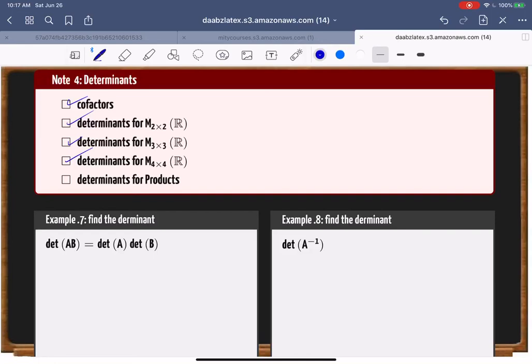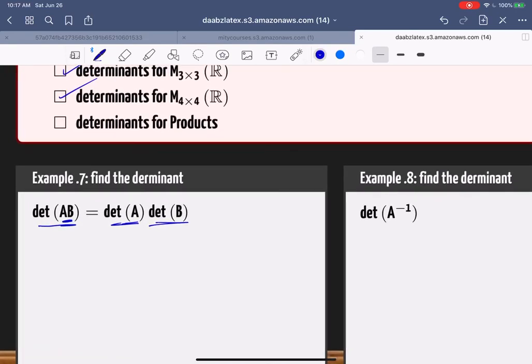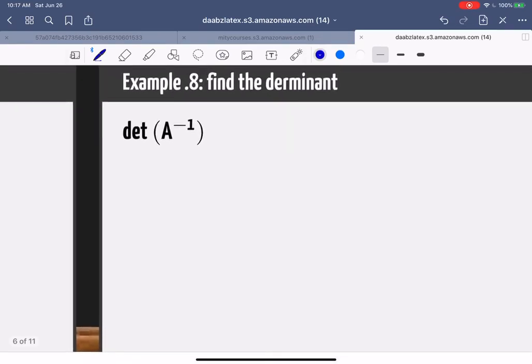Maybe we should say a couple things about determinants. It's interesting to know that the determinant of the product of two matrices is equal to the product of the two determinants. Whoa, I know. And of course that allows you to figure out the determinant of the inverse of a matrix.